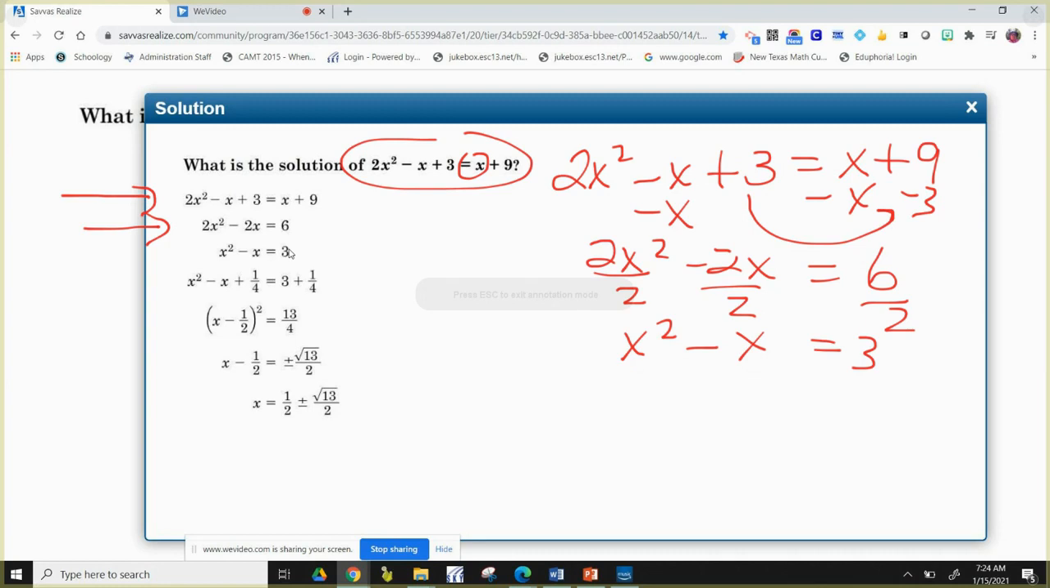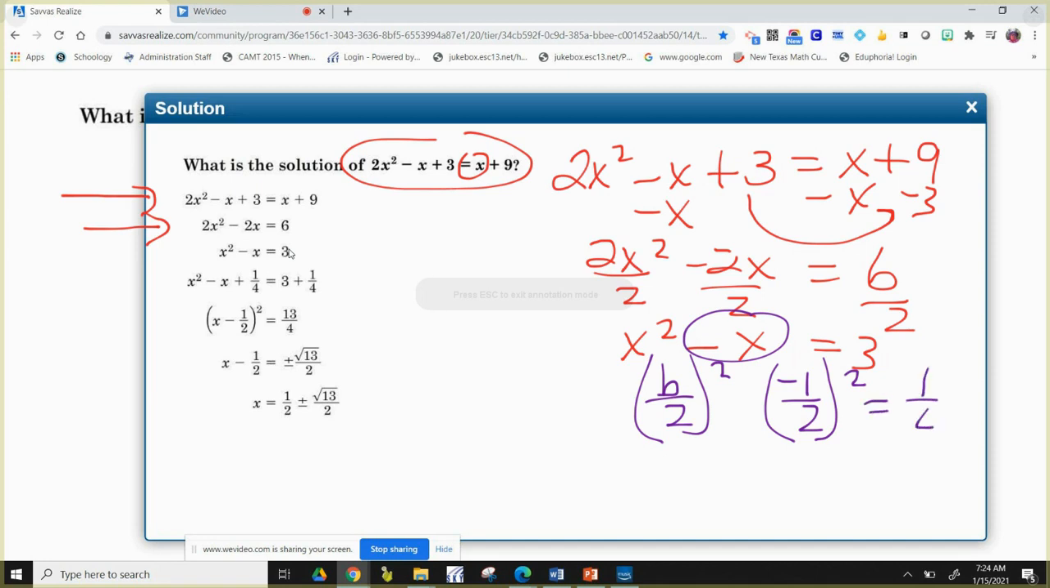Now, we want to complete the square. You remember yesterday we learned to complete the square. You do b over 2 squared. Our b is negative 1. Negative 1 over 2 squared is 1/4. This is 1/2 times 1/2. 1 times 1 is 1, 2 times 2 is 4. That's your 1/4. So look, they added it here and they added it here.